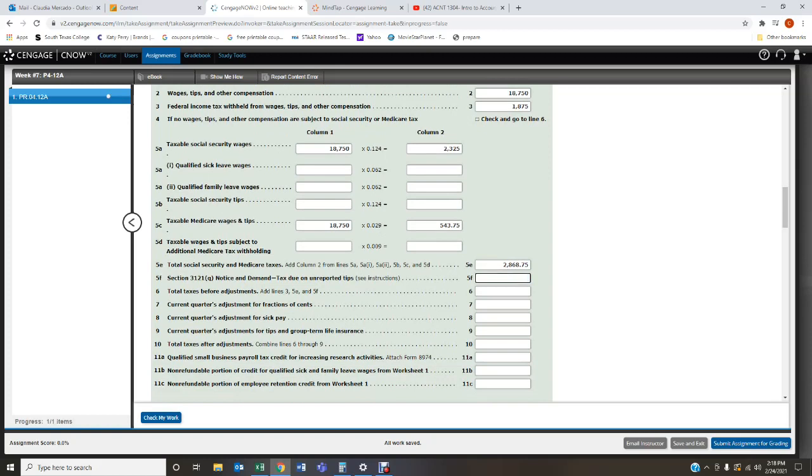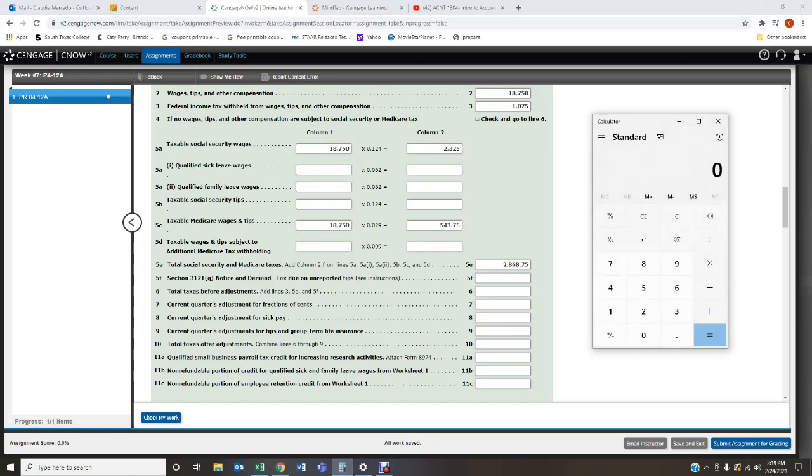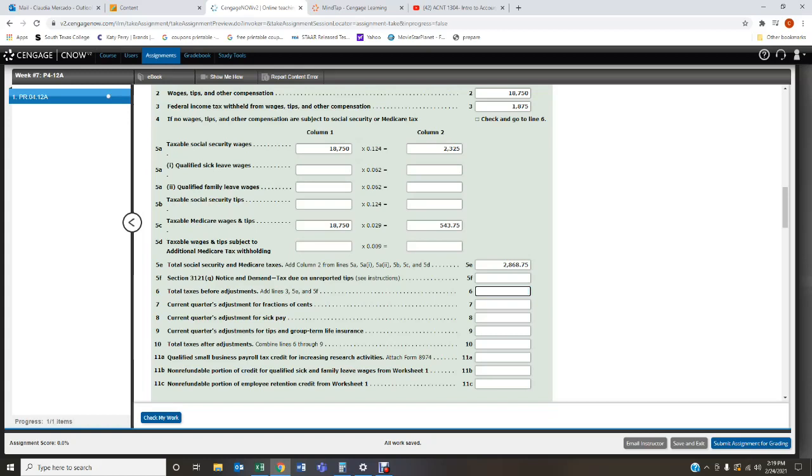Line 5A does not apply. We didn't have any unreported tips. Line 6, we're going to add lines, and the line items tell you what to do. It says you're going to add line number 3. So line number 3 is 1875. You're going to add line number 5E, which is 2868.75. And you're going to add line 5F, which is 0. That gives me 4743.75. Okay.